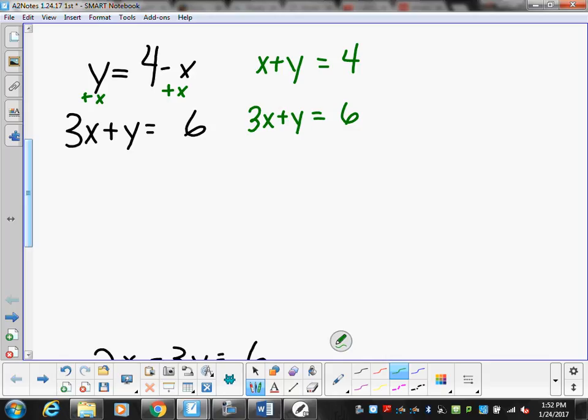Okay, now what's the next step here? We have to multiply. Multiply what? 3 by the first problem.